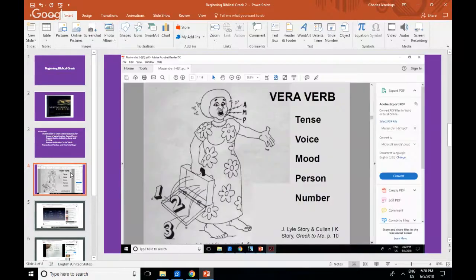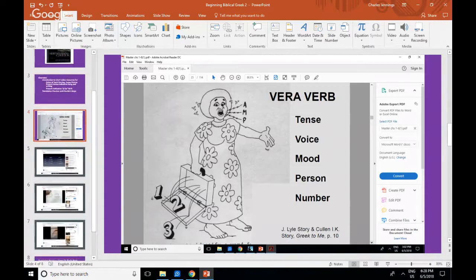Okay. So this is the funny picture I was telling you about. I was first exposed to this while taking Turbo Greek under Dr. Wicker's class at Southwestern. What we have right here is Vera Verb. I'm not a good storyteller, so just bear with me. But here's Vera Verb, and you see she looks pretty tense. I mean, she's sweating. You can see that in her loud voice, her mouth has AMP: active, middle, and passive. And you see that she's wearing a moo dress, or you could say she's in a bad mood.